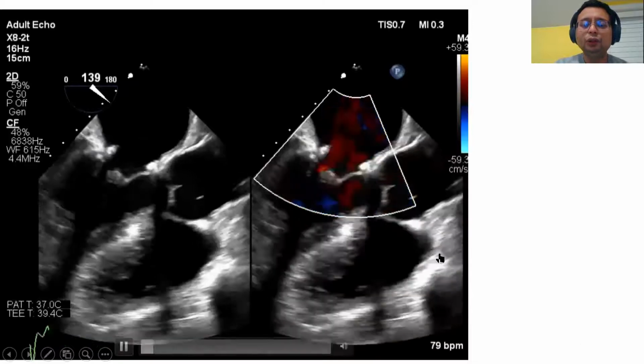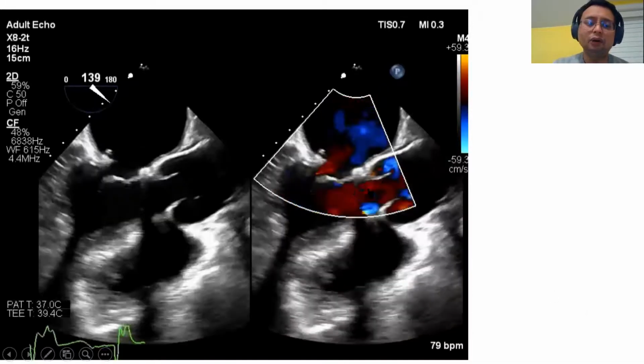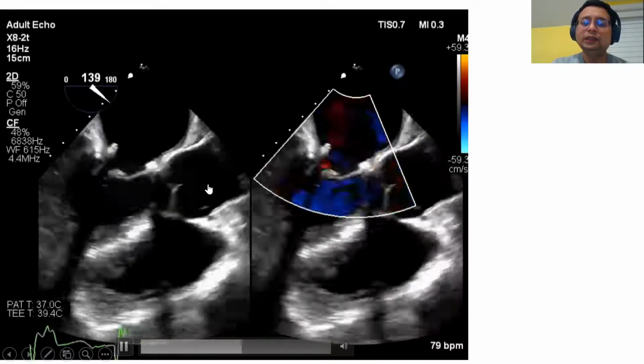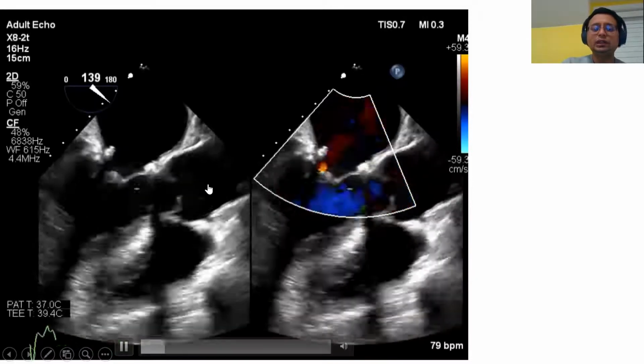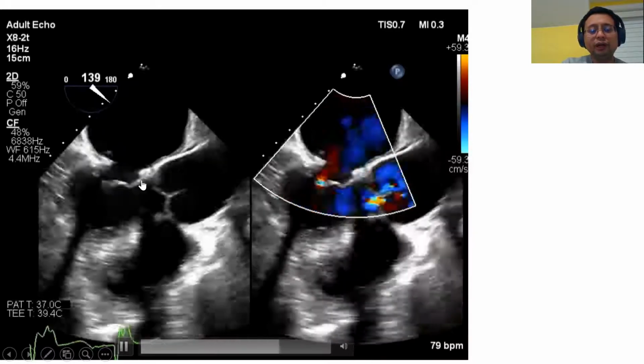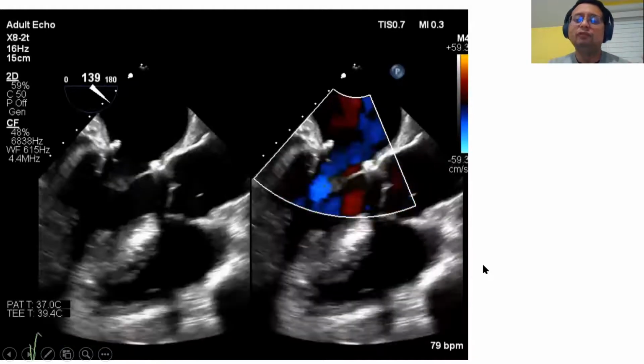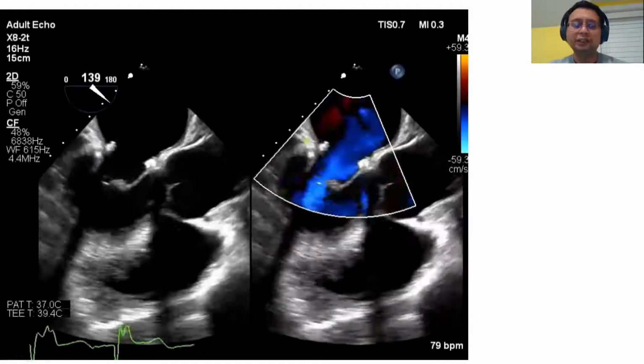I just wanted to show you an example of a view after mitral valve repair. So this is the same patient as before. This is a long axis view, mid-esophageal in transesophageal echocardiogram. This thing here is the ring of the mitral valve repair, and you can see that there is no more mitral regurgitation. So this is a perfect mitral valve repair for primary mitral regurgitation.